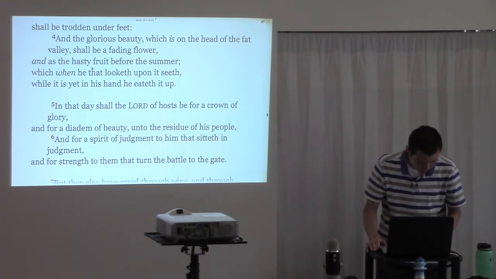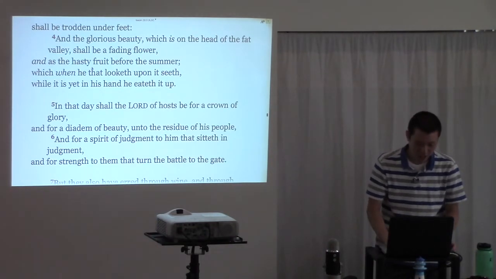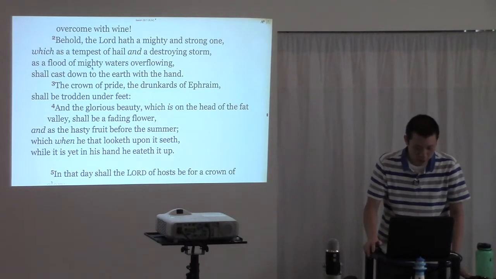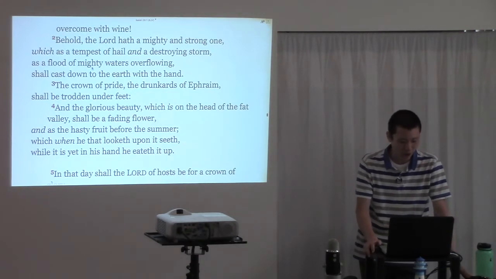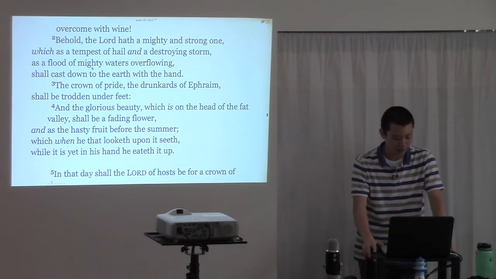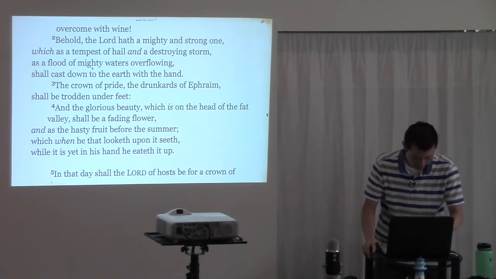So we can see there that it's beautiful, but it's temporary. We can see that it's a crown of sinfulness as opposed to a crown of righteousness. We see here that the Lord will cast it down. Where it says here in verse 2, behold, the Lord hath a mighty and strong one, which as a tempest of hail and a destroying storm, as a flood of mighty waters overflowing, shall cast down to the earth with the hand. So it's a crown that's going to be cast down.